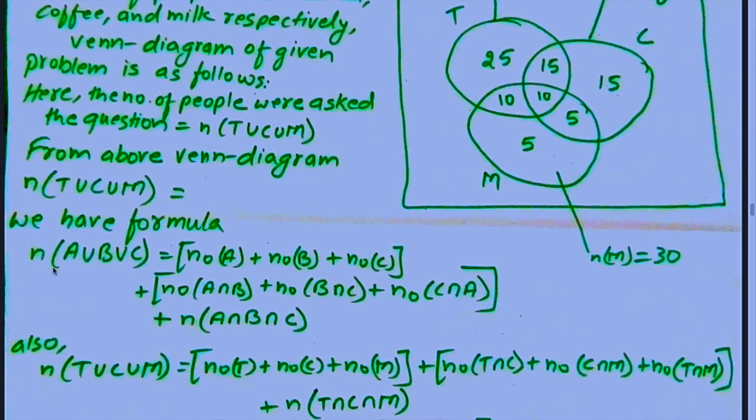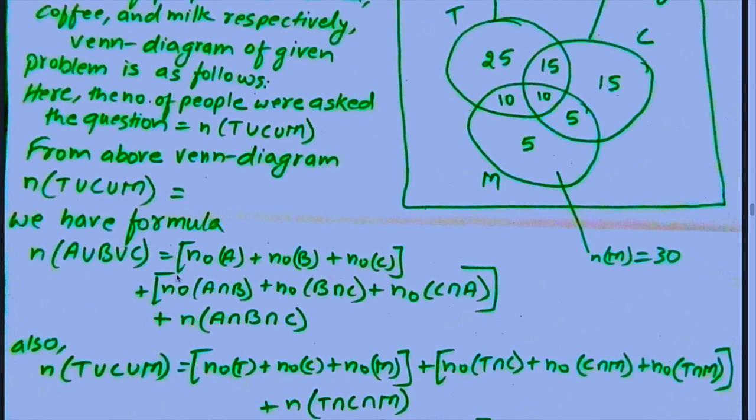We have the formula n(A ∪ B ∪ C) = n(A) + n(B) + n(C) − n(A ∩ B) − n(B ∩ C) − n(C ∩ A) + n(A ∩ B ∩ C).